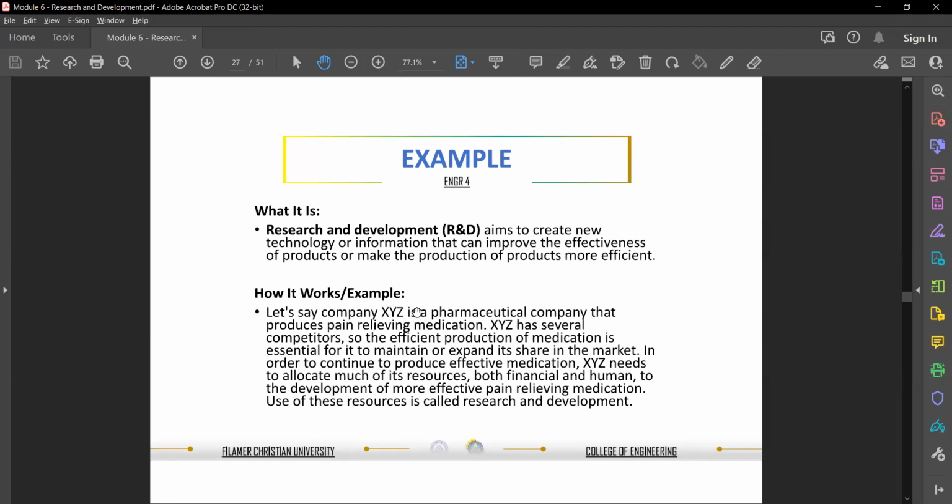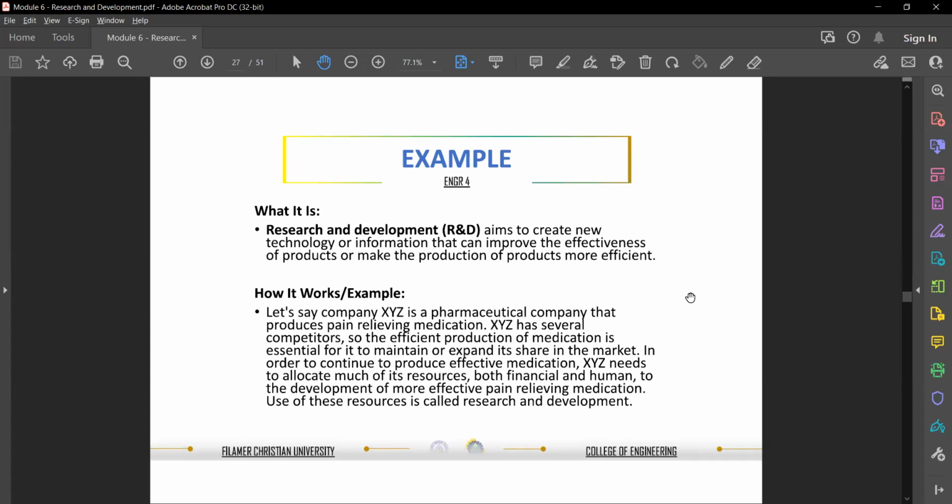So, example ng isang research and development. So, what it is? So, research and development aims to create new technology or information that can improve the effectiveness of products or make the production of products more efficient. So, how it works? So, let's say company XYZ is a pharmaceutical company that produces pain-relieving medication. So, XYZ has several competitors. So, the efficient production of medication is essential for it to maintain or expand its share in the market. Kasi may ano siya, may kakompetensya siya, di ba?